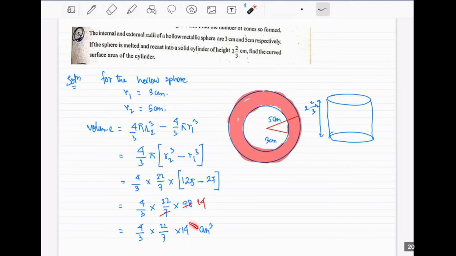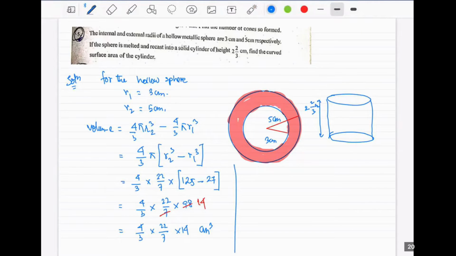Okay, now the volume of the hollow sphere, we have found it out, right? Volume of the hollow sphere is this much right here. It occupies this much space. Which part we are talking about? This part right here. This portion is melted and we make a cylinder. What will happen then? The volume of the cylinder will be equal to the volume of the hollow sphere, right?